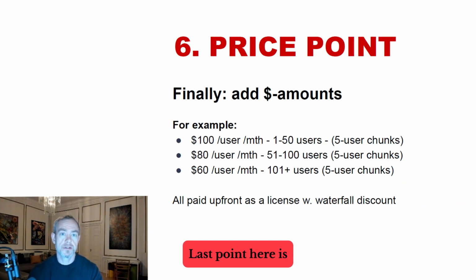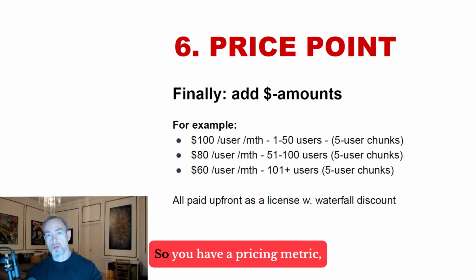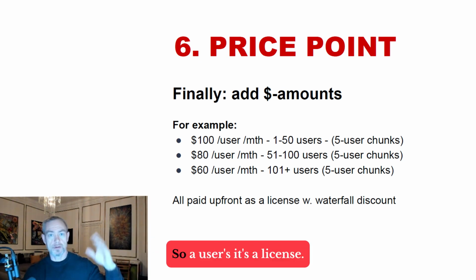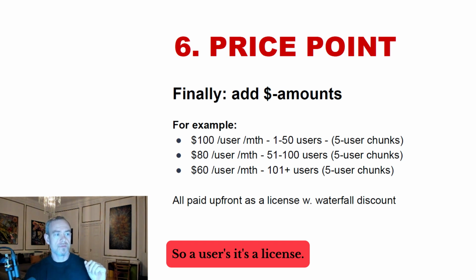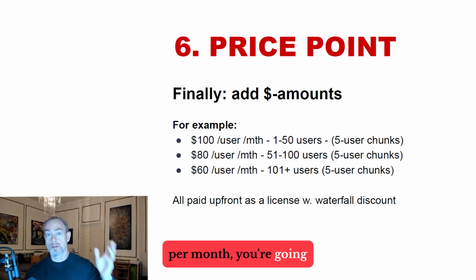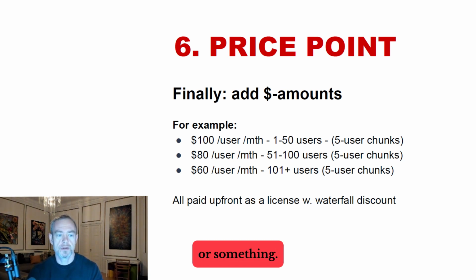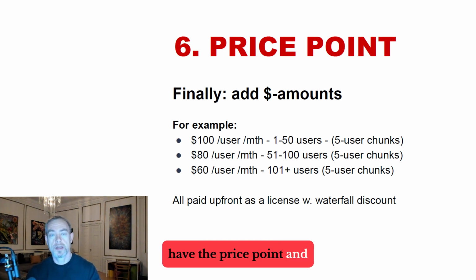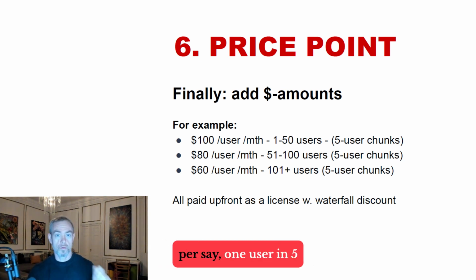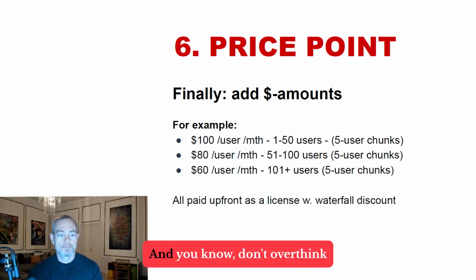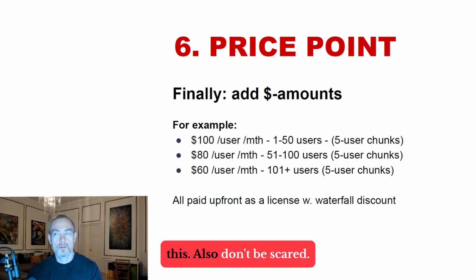Last point here is the price point, right? So you have a pricing metric, you have a modality, so a users, it's a license, you are going to charge per month, you're going to charge per 5 users, and you're going to have a discount with a waterfall at, X 100 users or something. Now you need to actually have the price point, and also the price point at, let's say, 1 user and 5 users and 100 and so forth. And don't overthink this. Also, don't be scared, right?